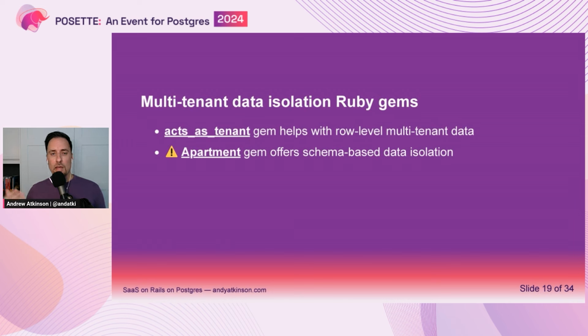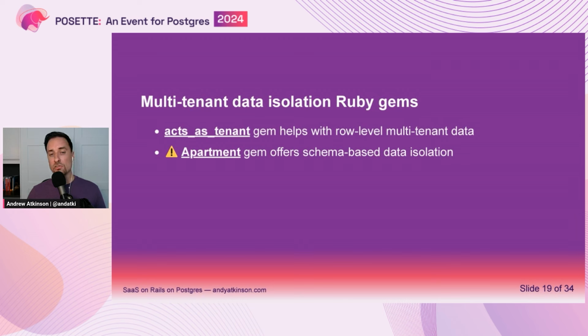So let's look a bit outside of Ruby on Rails itself and Postgres itself. We can bring in another Ruby gem. We're going to look at two Ruby gems here. One is called acts_as_tenant. If you're not familiar, Ruby gems are the shared library code in the Ruby ecosystem, and they can be added to existing Ruby applications.